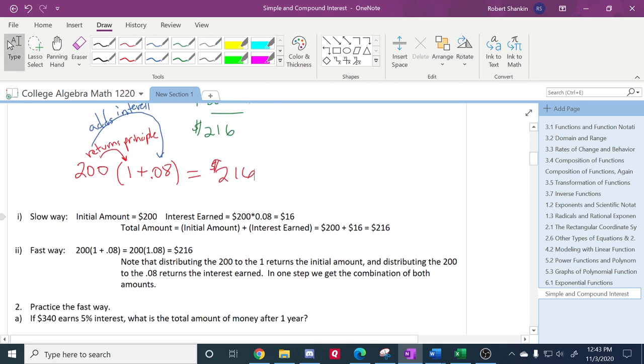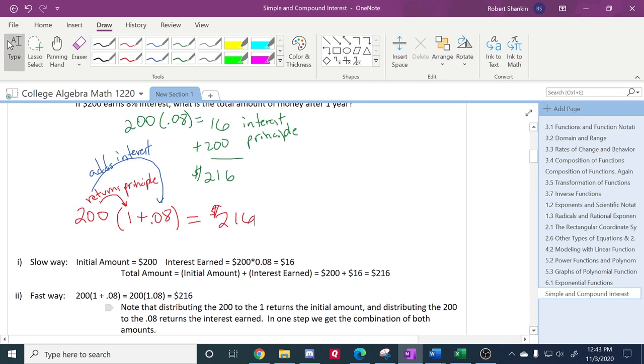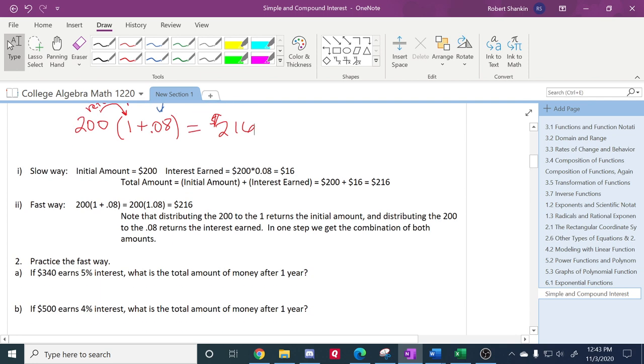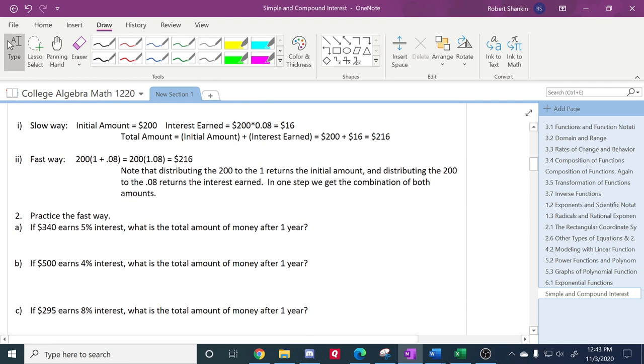Okay, so that's describing it here. Note distributing the 200 to the 1 returns the original amount. Distributing the 200 to the 0.08 returns the interest earned. In one step, we get the combination of both: the principal returned plus the interest earned. All right. Now, practice the fast way. Here are 3 problems. Go ahead and do each of these the fast way.